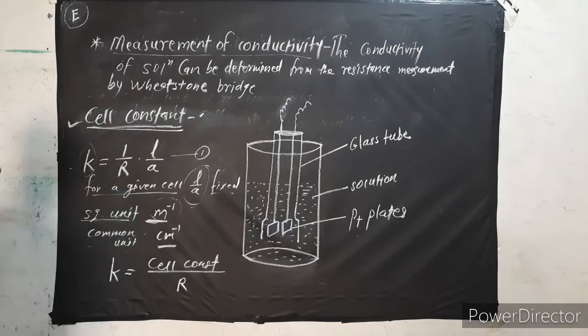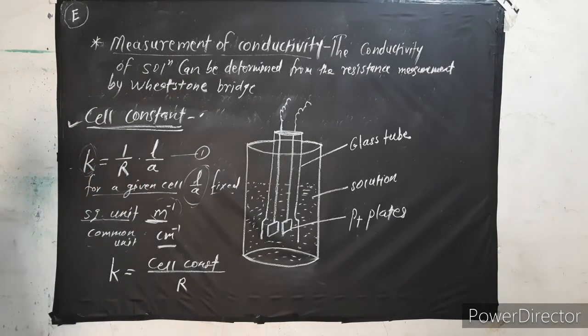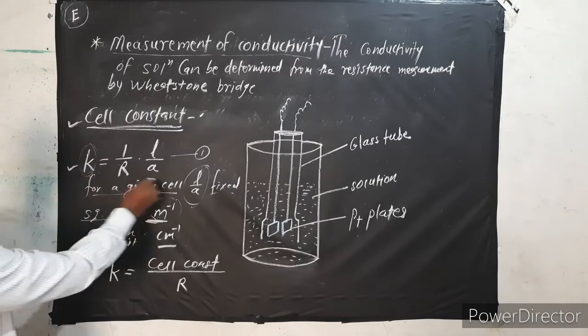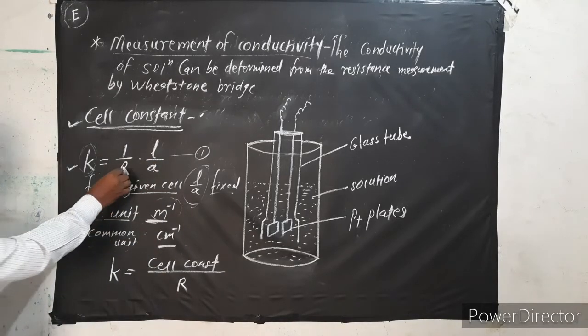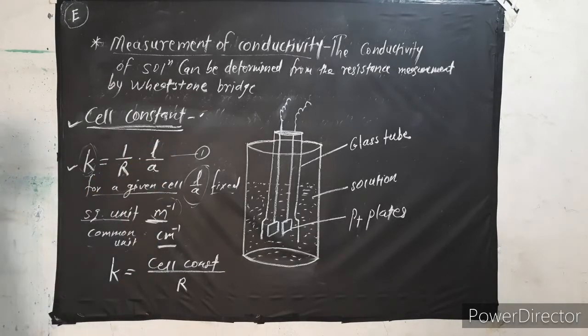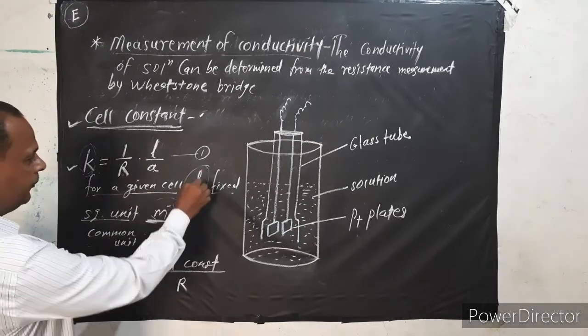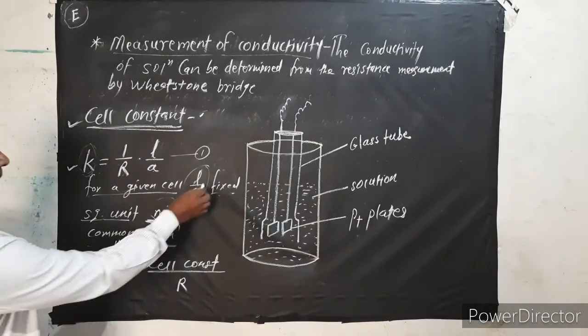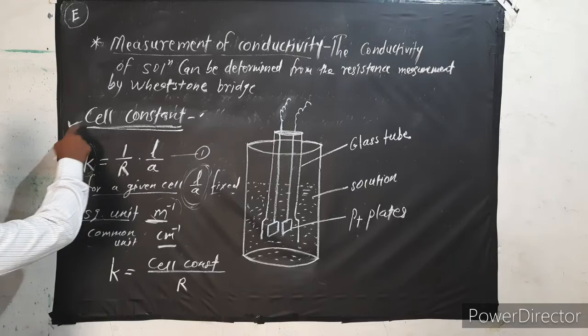Now we will study what the cell constant means. We know that the conductivity of an electrolytic solution is given by this particular equation: K is equal to 1 upon R into L upon A. So this is resistance, L is the distance between the two electrodes and A is the cross-sectional area of the electrode. For a given cell, the ratio of L upon A is a fixed quantity, and this ratio L upon A is in short called the cell constant.